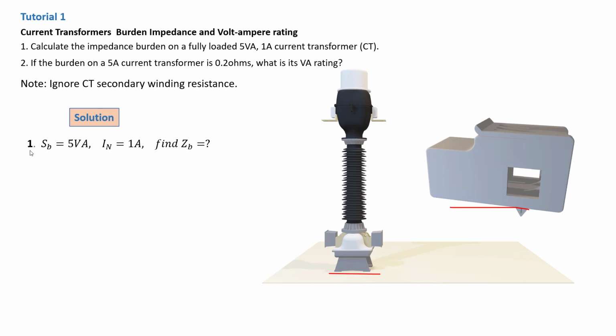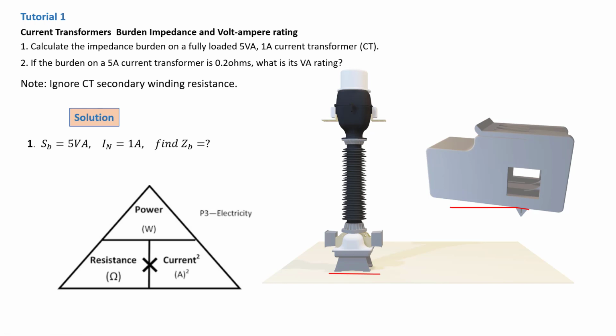So from the problem statement, we have SB, the burden VA, of 5 VA, with a nominal current on the secondary of the current transformer, IN, equal to 1 amp. Then we need to find ZB. Now, this is going to be very simple. This is basically Ohm's law in practice. We know that SB, the burden VA, is the power. We know the apparent power formula is equal to VI.